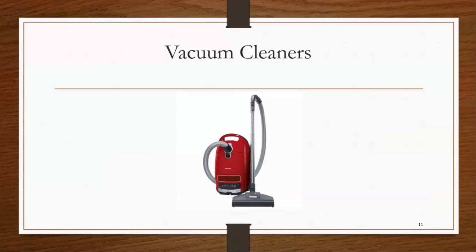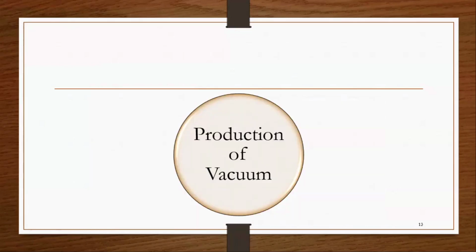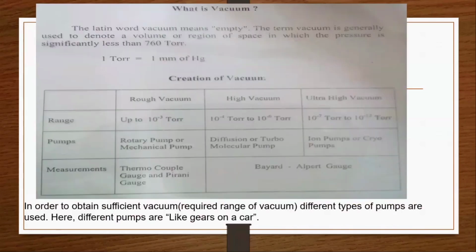This all of you must be aware of. Vacuum cleaners, thermal insulation in between the two walls of a thermal ware, utensils, yeah, thermal wares, the vacuum is used. Now, how to produce the vacuum?